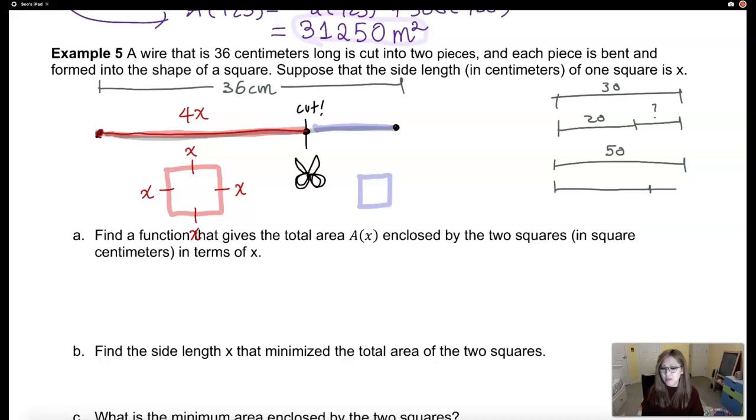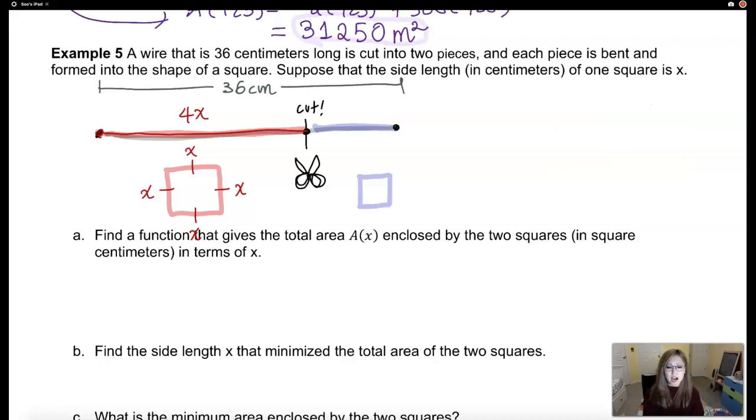If you have, let's say, 50, and then you have, let's say, 45 here, in order to find this missing side, wouldn't you subtract 50 minus 45? That makes sense, right? So if I want to know how long this blue side is, I will do 36 minus 4x. Now let me double check. If I add 4x and 36 minus 4x together, what should that equal? The 4x's cancel out, leaving us with 36. And that's how much we had in the beginning. So we are very good.